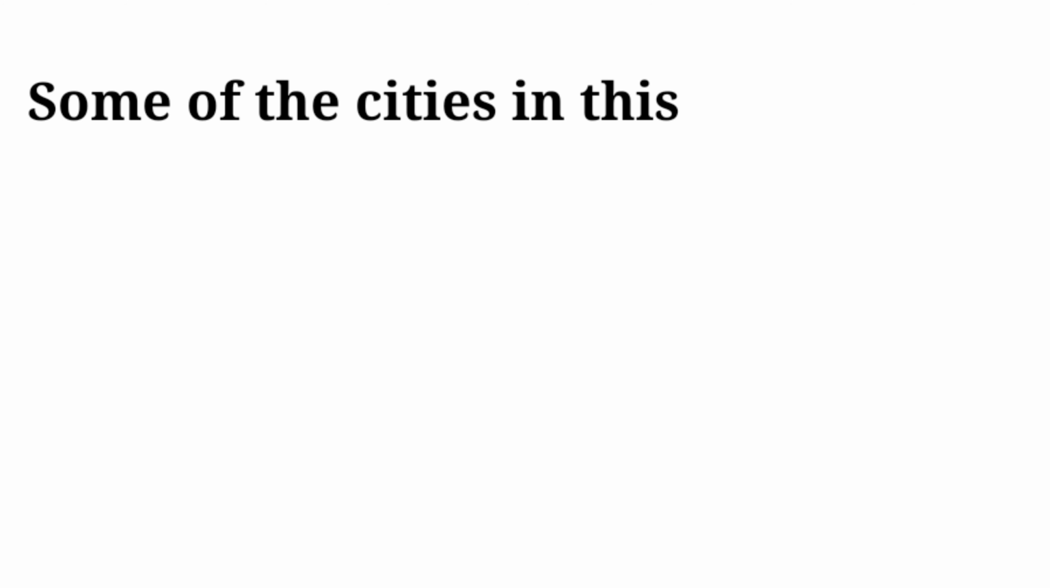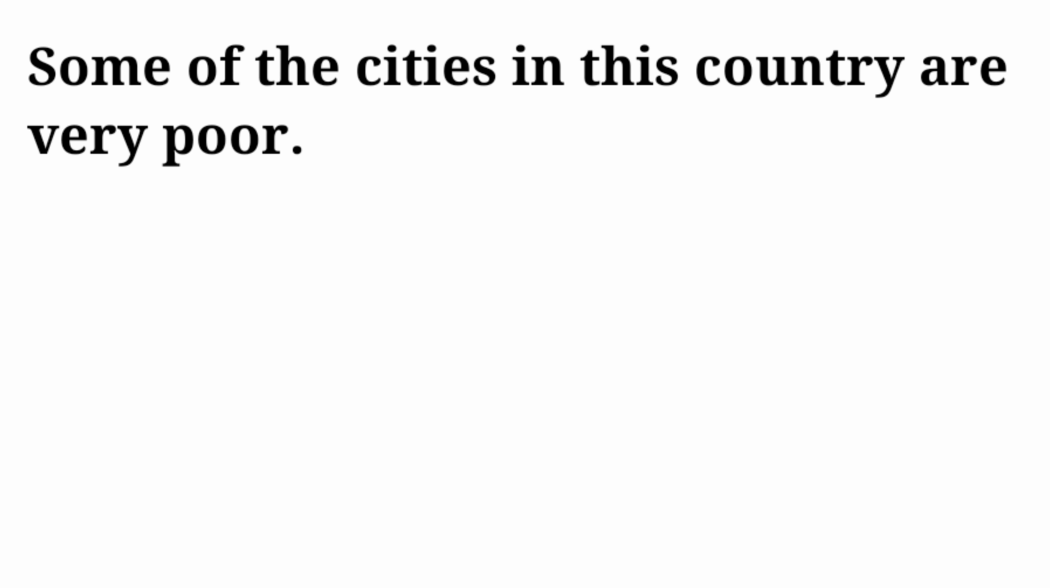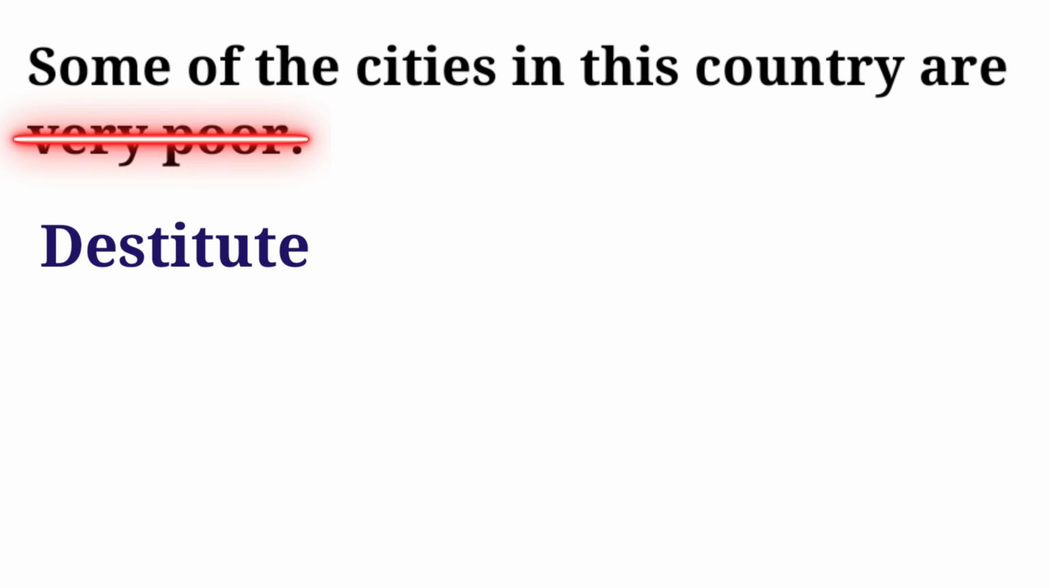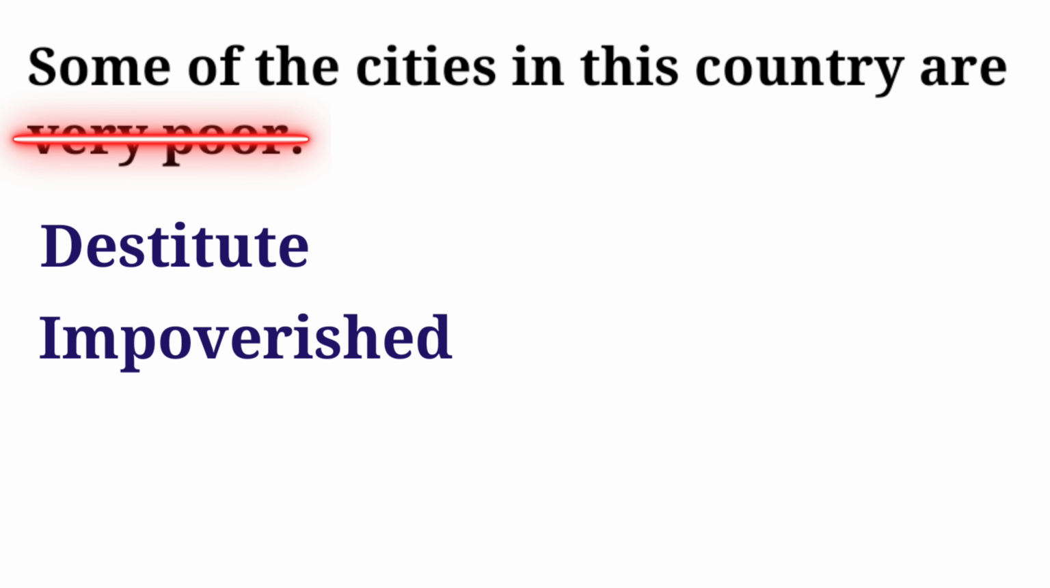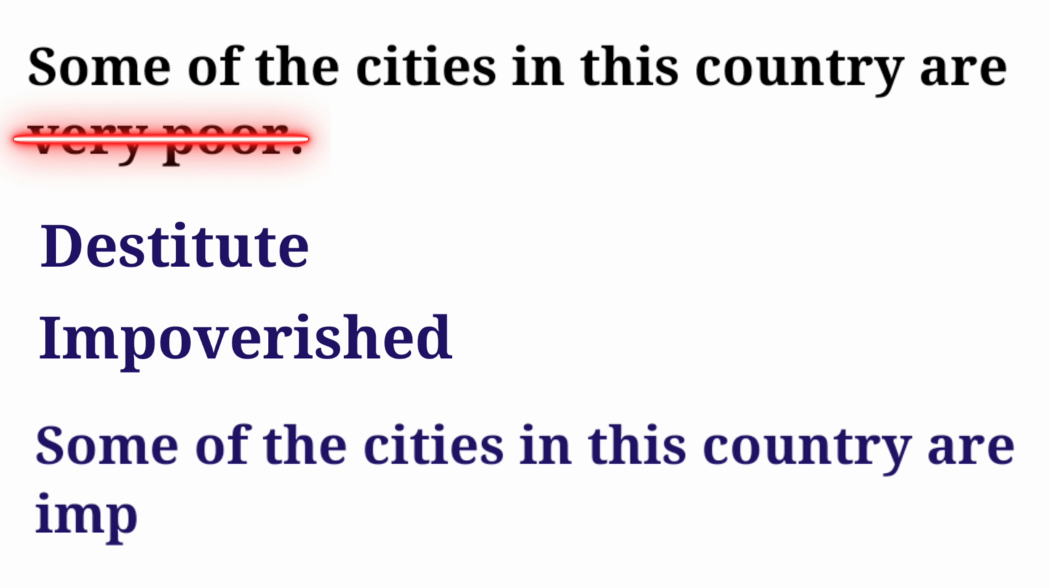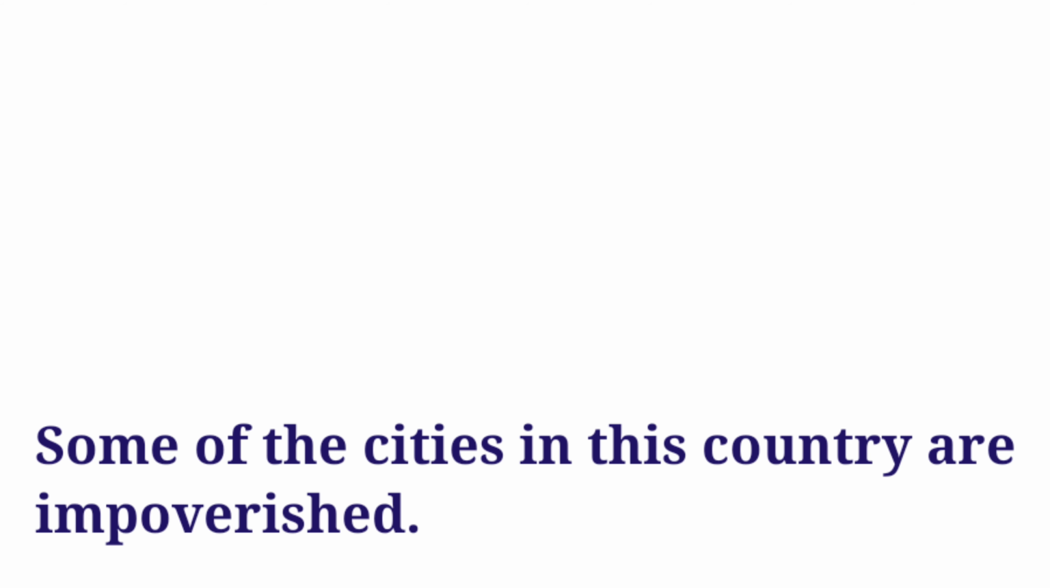The next example is, some of the cities in this country are very poor. So the words very poor can be replaced with words like destitute or impoverished. So our sentence will be, some of the cities in this country are impoverished. Moving on to the last word for today.